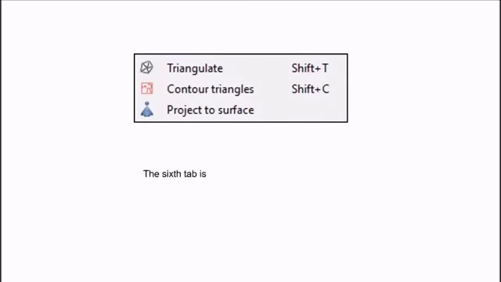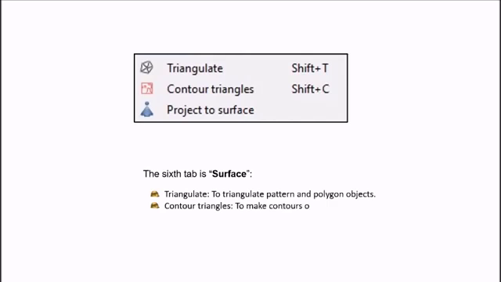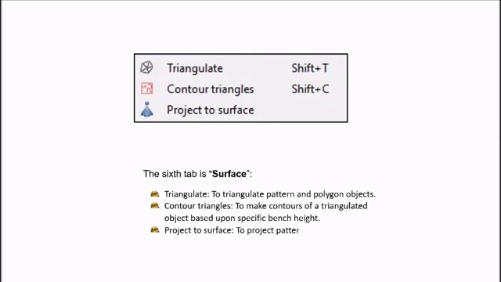The sixth tab is Surface. Triangulate. To triangulate pattern and polygon objects. Contour triangles. To make contours of a triangulated object based upon a specific bench height. Project to surface. To project patterns to a triangulated surface.